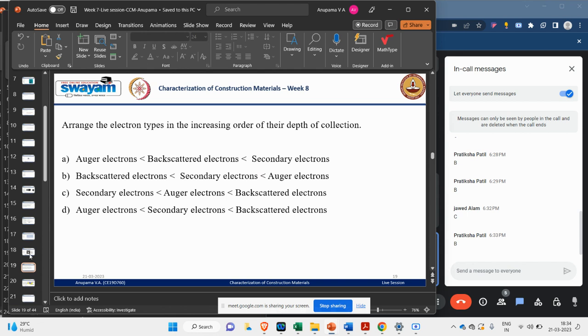Arrange the electron types in the increasing order of their depth of collection. Auger electrons, backscattered electrons, and secondary electrons are the ones you want to arrange properly. So the question is to arrange them according to the increasing order of their depth of collection. First will come the one which is taken from the surface, then the depth increases. So what is the option? Auger, backscattered, secondary, or secondary, auger, backscattered.